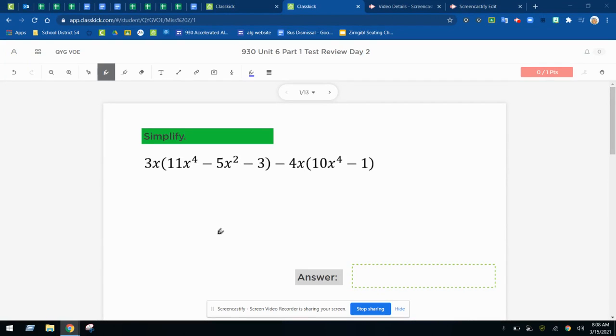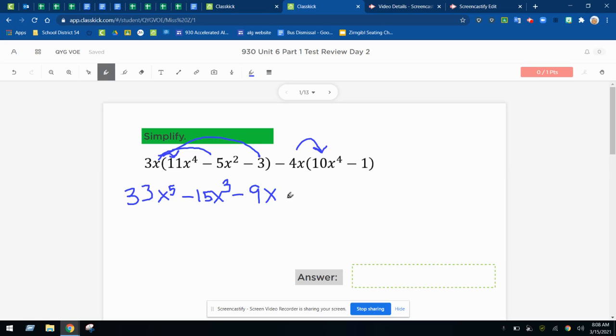All right, starting with problem number 1 for our day 2 review. We're going to start by distributing and then combining like terms. 3x times 11x to the power of 4 will give us 33x to the power of 5. 3x times negative 5x squared will give us negative 15x cubed. 3x times negative 3 will give us negative 9x.